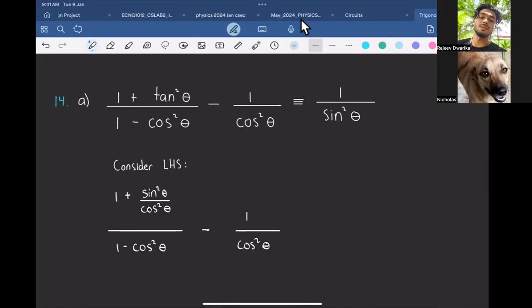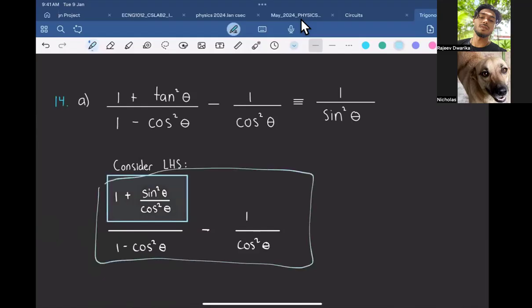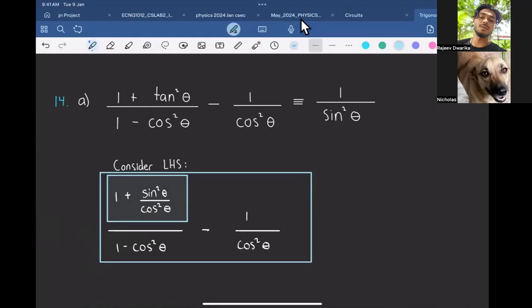Normally, you would find the LCM here, right? Because you have two different denominators. Isn't that true? Yeah. But the problem is, look at the term on top here. In the first term, in the numerator, you have 1 plus sine squared theta over cos squared theta. So you're adding two different terms that have different denominators. So this is a situation where you have to find the LCM here, then find the LCM for the whole thing. You understand?